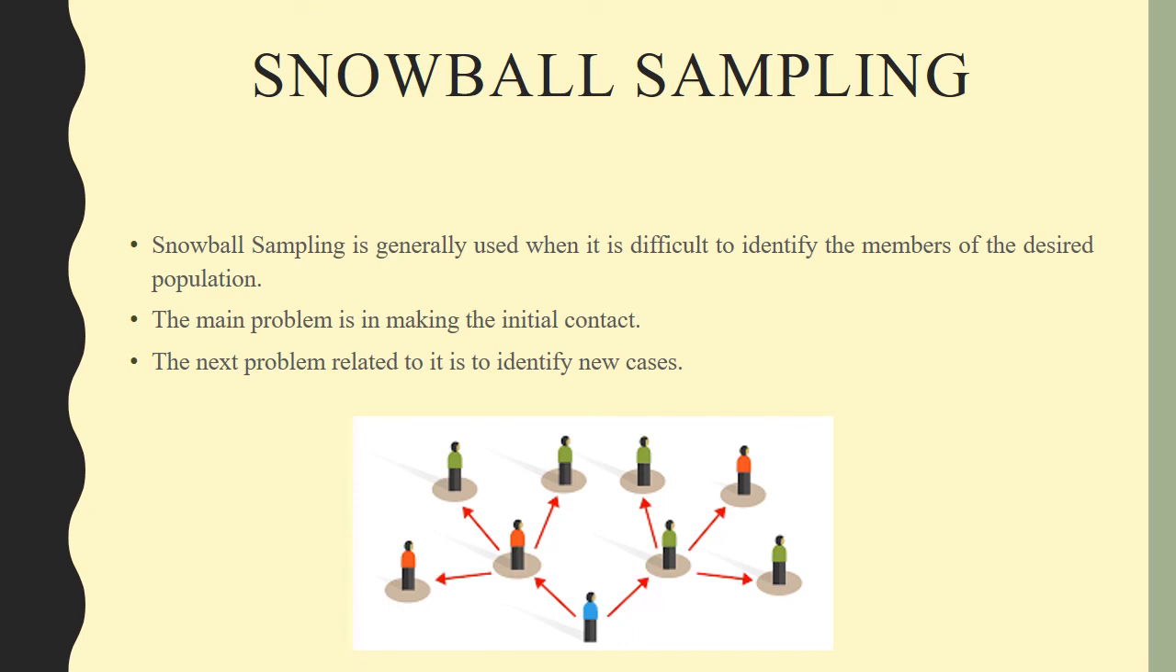So it may be difficult to get a representative sample here; that is a disadvantage of this. One plausible reason could be that the initial respondents may identify other potential respondents who are similar to themselves. The next problem related to it is identifying the new cases also. But once you get the link and you get the particular samples, it will give you effective results. So this was regarding snowball sampling.